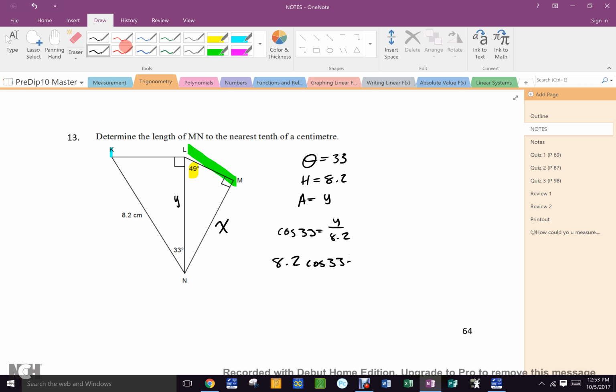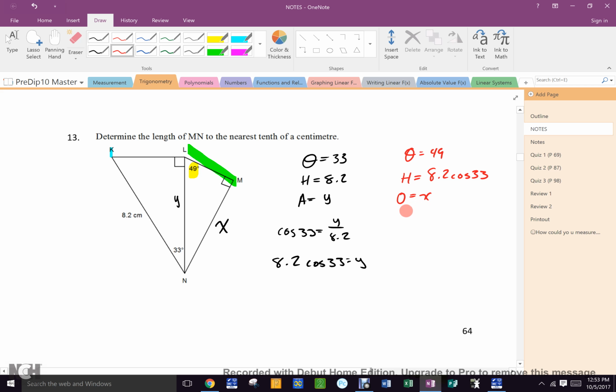Now, that means over here in this other triangle, my theta is 49. And what do I have? I have an h, but my h is 8.2 cos 33. And my o in my calculator is x. I bet Taylor made it y.